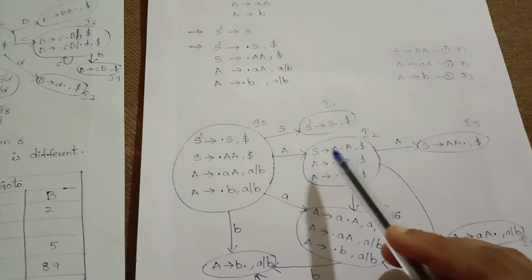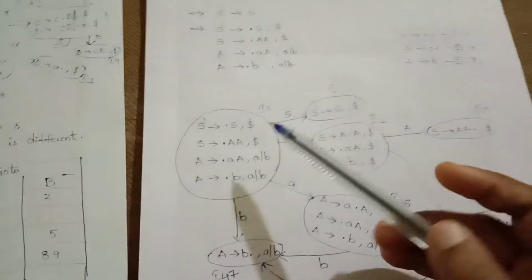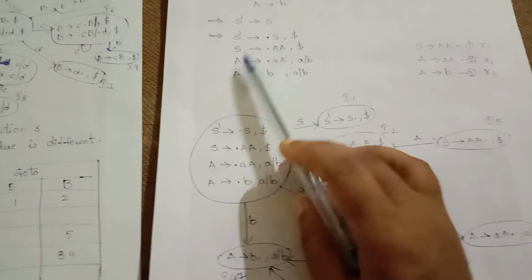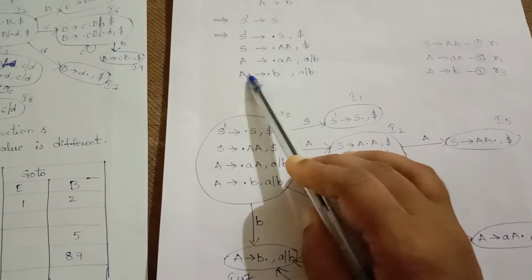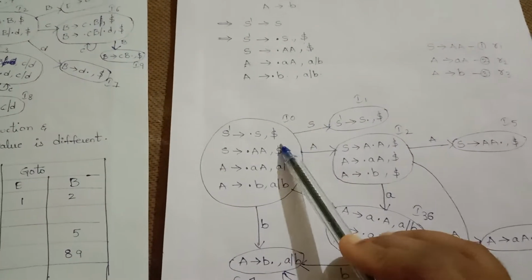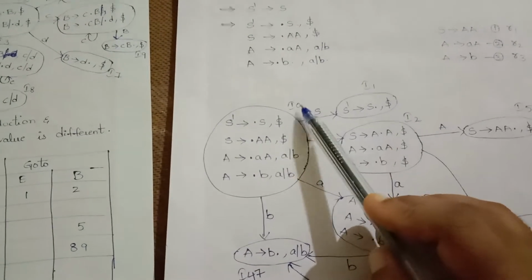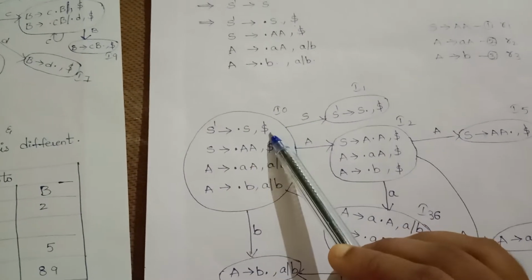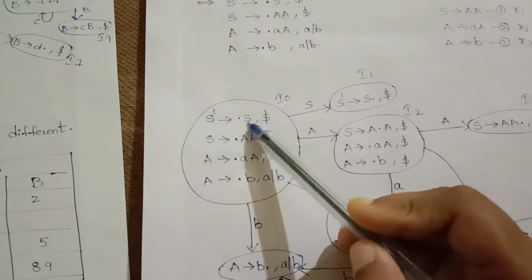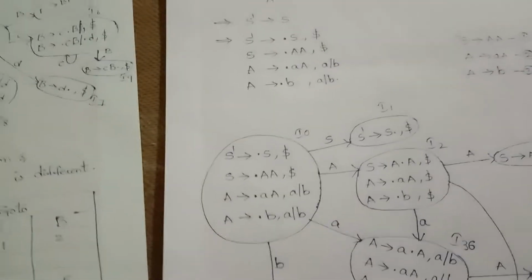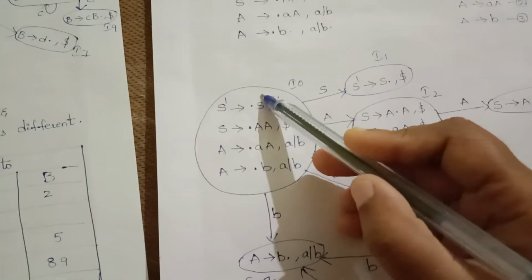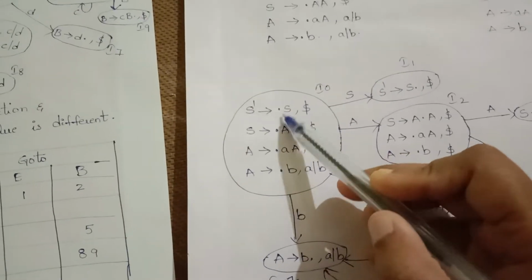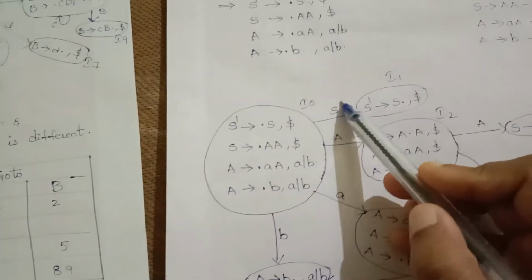Now we need to draw the data flow diagram. First, S' tends to dot S, S tends to dot AA, A tends to dot aA and A tends to dot b, along with the look ahead symbols I have written here, and this I am considering as state I0. Now you need to perform this until the dot is placed at the end of the production. So we do the transitions on the right hand side symbols. I0 on symbol S.